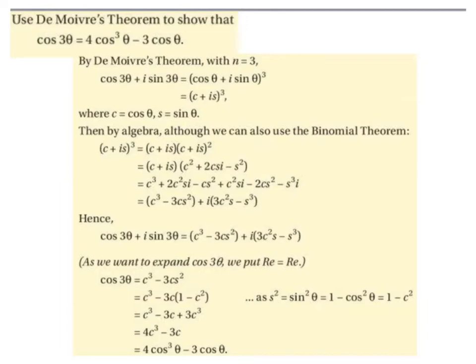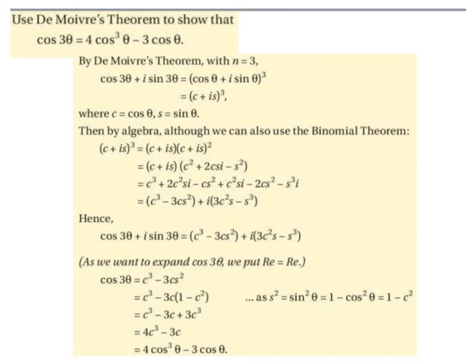Then we had a look and we said, well, we're interested in cos 3 theta, and we know that cos relates to the real part, so we're going to put the real parts equal to the real parts. So we're going to have cos 3 theta equals c cubed minus 3cs squared, and then we replaced the s squared with 1 minus c squared, because we know that sin squared theta plus cos squared theta equals 1. So rearranging that, we get sin squared theta equal to 1 minus cos squared theta, which simplifies to s squared equals 1 minus c squared.